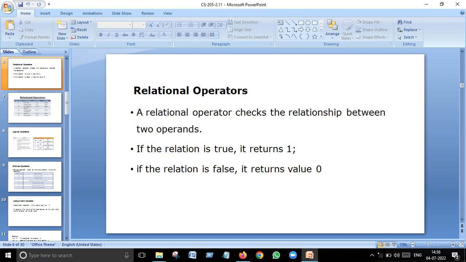Relational operators. A relational operator checks the relationship between two operands. If the relation is true, it returns 1. If the relation is false, it returns value 0.